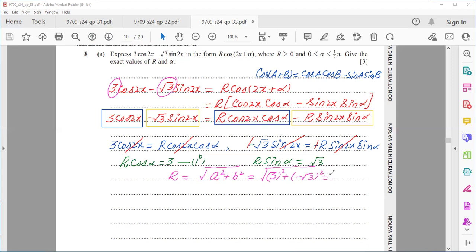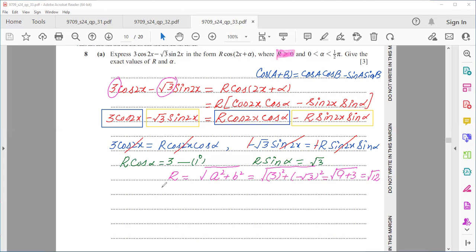Use your calculator. What will you get? The 9 plus 3 becomes under root 12. Remember that the value of r is always positive, as already given in the statement of the question, where the statement of the question is over here. So that's the statement of the question. Value of r is always positive.